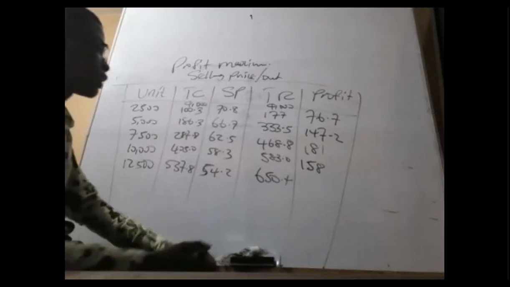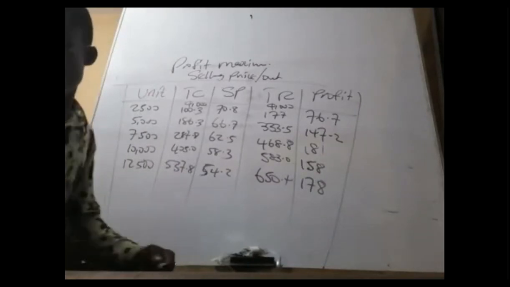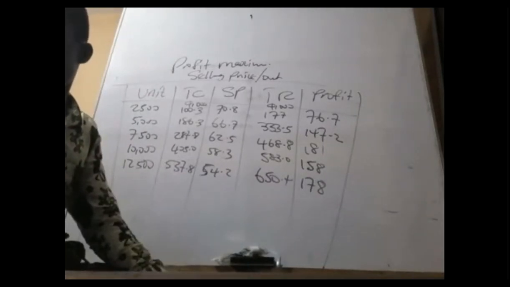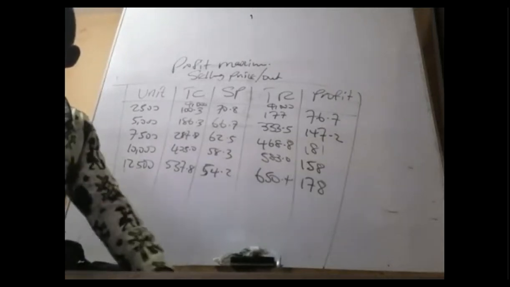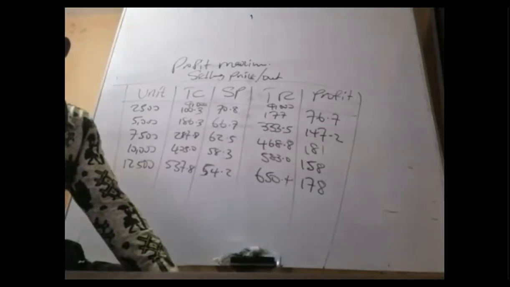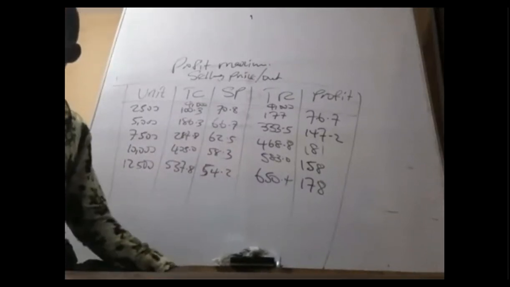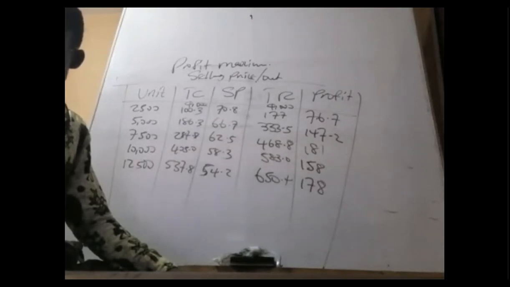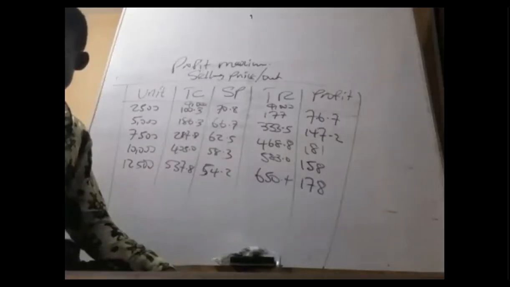Okay, then the last one is 178. Okay, 178. So what is the profit? What is the question? Determine the optimal selling price. What is the optimal selling price? It's 178, I might not agree.